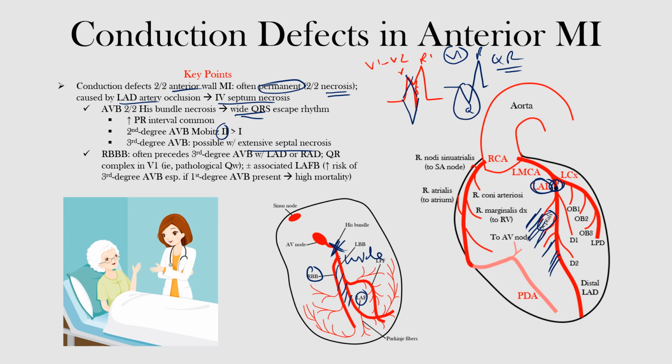Remember, right bundle branch block can be associated with left anterior fascicular block because they both receive blood supply from those proximal septals off the LAD. And if you have this, it increases the risk of third degree AV block, especially if first degree AV block is present. Again, this has a high mortality in these patients.